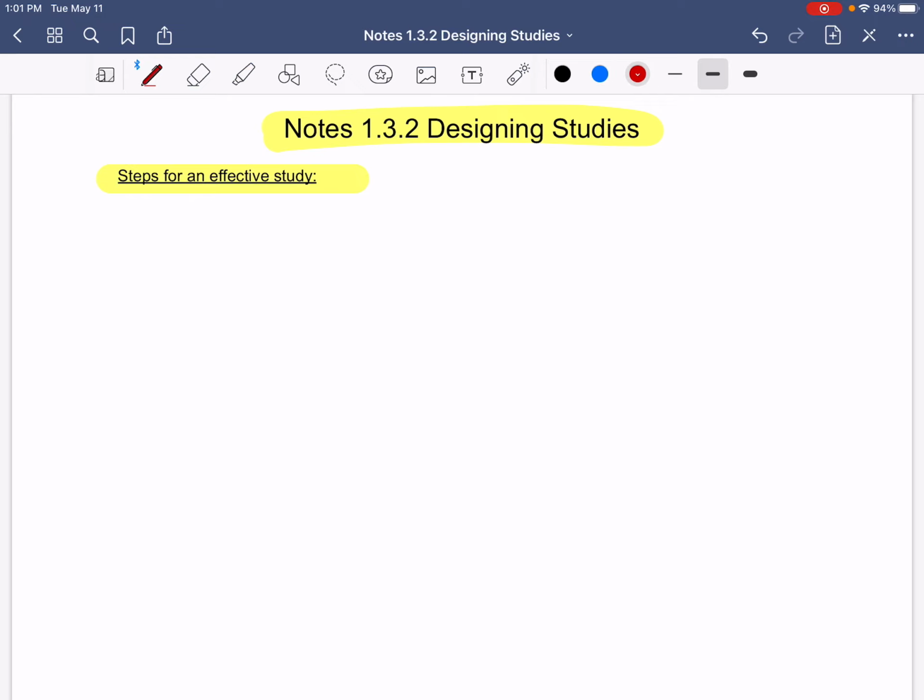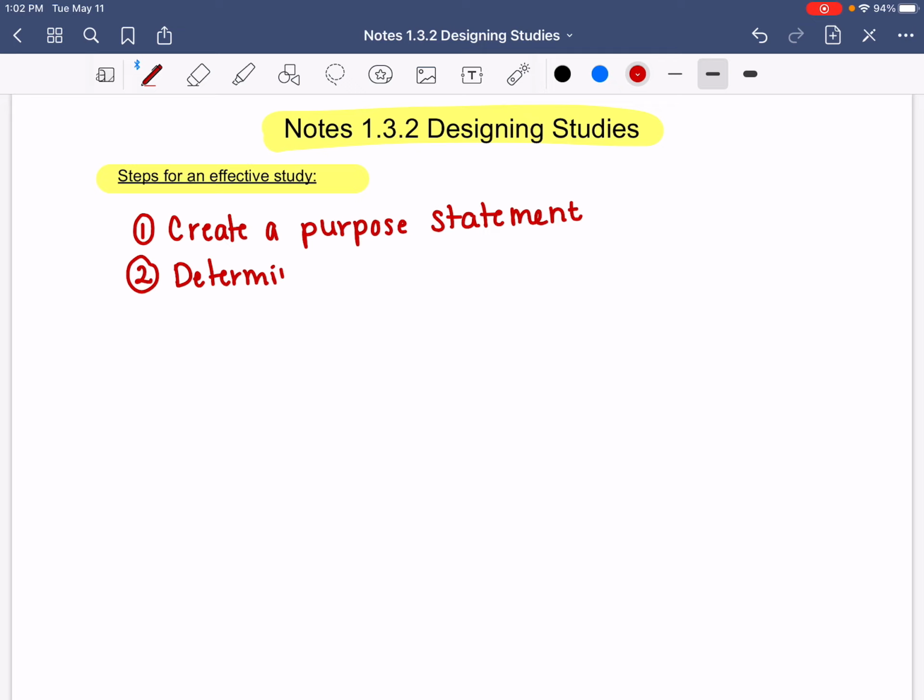and we're just going to write down some steps for an effective study. So the first thing you need to do when you're trying to create your study is make a purpose statement. Like, what are you trying to collect data on? What are you trying to find out about it? Step 2, you want to go ahead and determine the population. What do you want to collect data on?